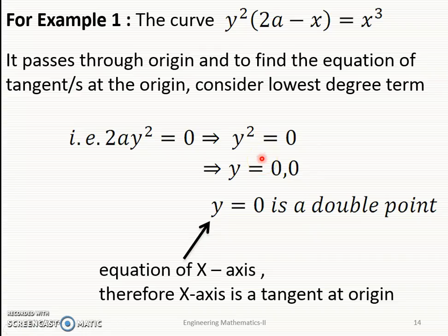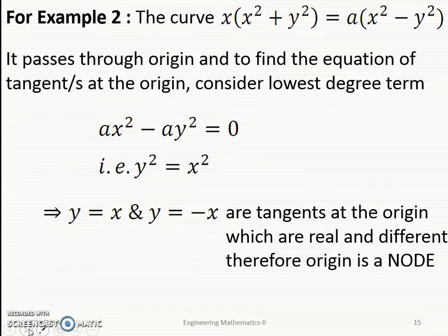Let us consider one example. This is one example of a given curve. In this case, the constant term is absent, therefore this curve passes through origin. To find the tangents at this origin, we consider the lowest degree terms in this equation. These are the terms with degree 3, and this is the only term with degree 2. So this is the lowest degree term, and we equate it to 0. We get y is equal to 0 and 0. So this is a double point, and this is nothing but the equation of x-axis, and therefore x-axis is the tangent at origin.